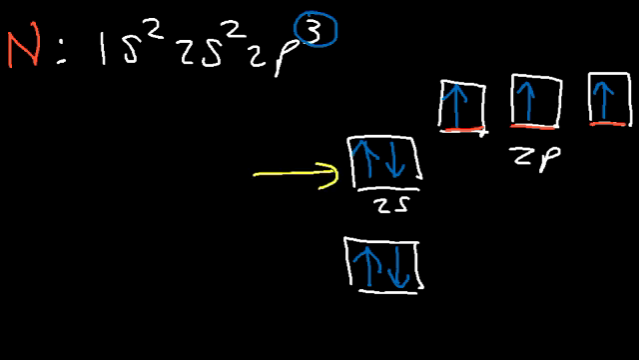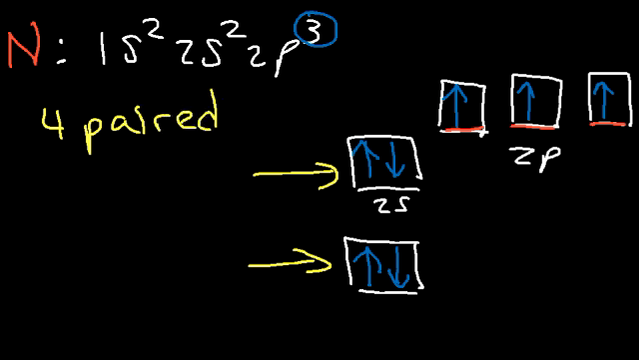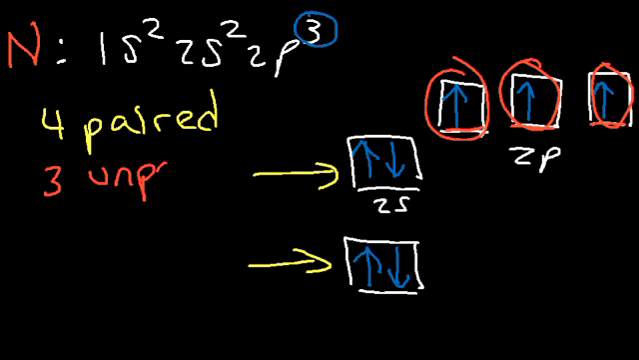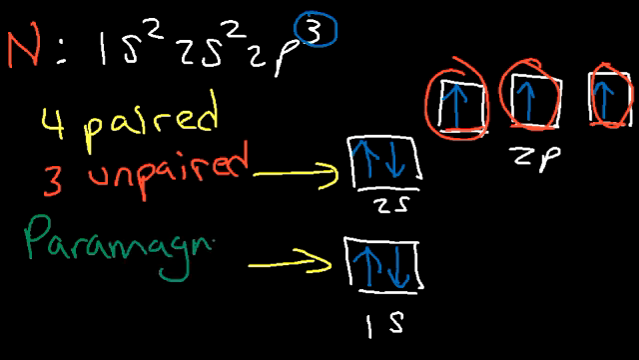So these electrons are considered to be paired. So we have 4 paired electrons. Now, how many unpaired electrons do we have? Each of these are unpaired electrons. So we have 3 unpaired electrons. Now, is nitrogen paramagnetic or diamagnetic? Whenever you have an atom that has unpaired electrons, the material is said to be paramagnetic, since it has, in this case, 3 unpaired electrons.